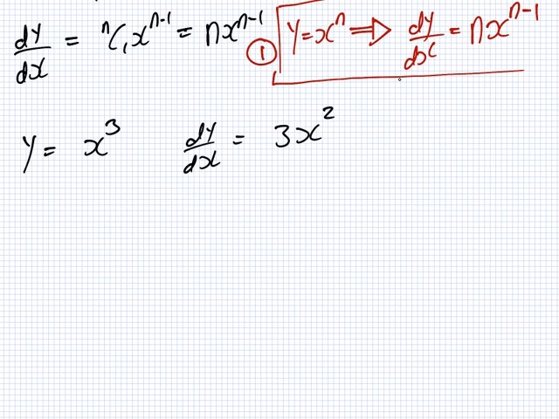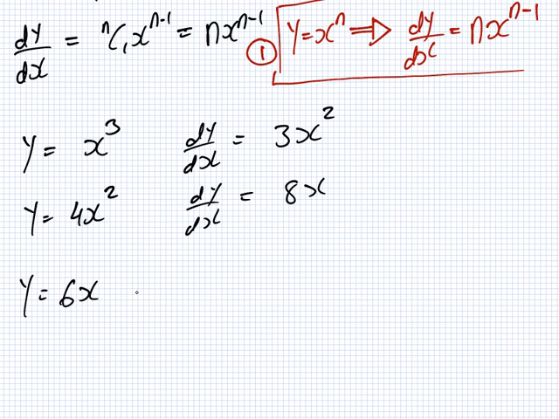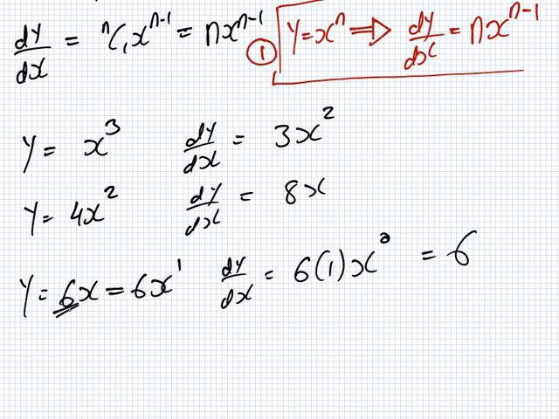3x squared. You bring the power down and you reduce the power by 1. What about if y equals 4x squared? What would you get here? 8x. Now, what about if y equals 6x? 6, because 6x is like 6x power 1. So dy dx will be like 6 times 1 times x power 0, which is just 6. So it's just the 6.